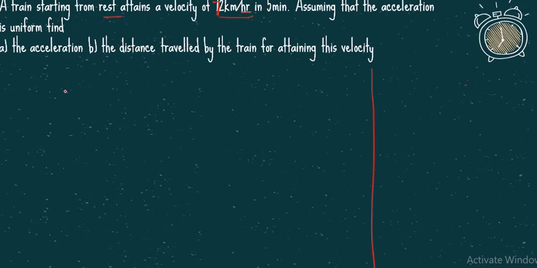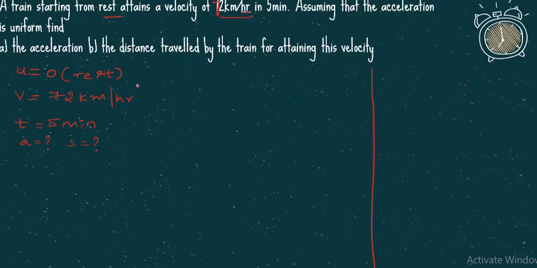So, I will write the initial velocity, which is denoted as u, will be 0 because the object is said to be at rest. And what is the final velocity it has gained? It will be 72 km per hour, right? And what else have they given? Time as 5 minutes. What have they asked to find? a as well as s.